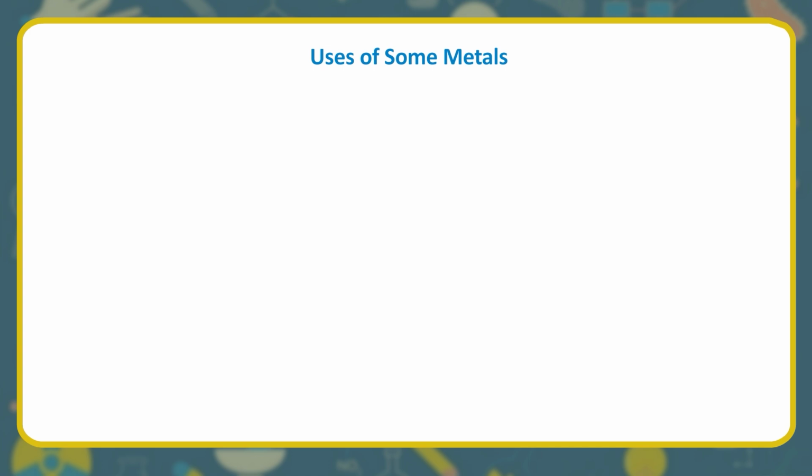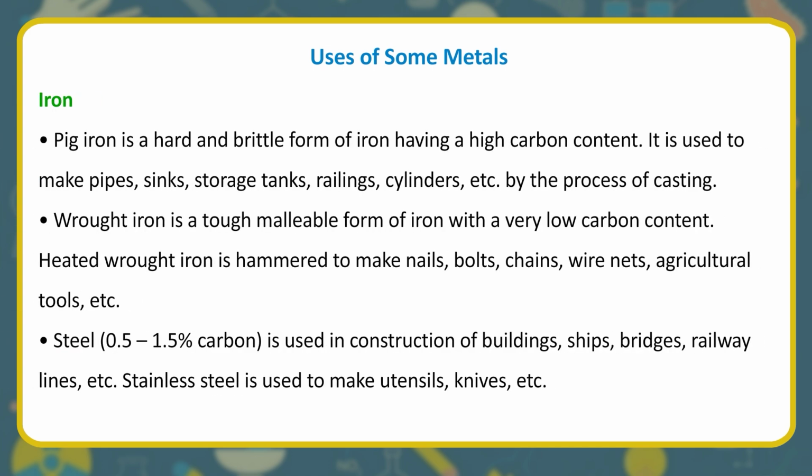Uses of some metals. Iron. Pig iron is a hard and brittle form of iron having a high carbon content. It is used to make pipes, sinks, storage tanks, railings, cylinders, etc. by the process of casting.